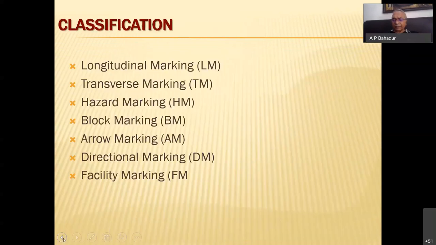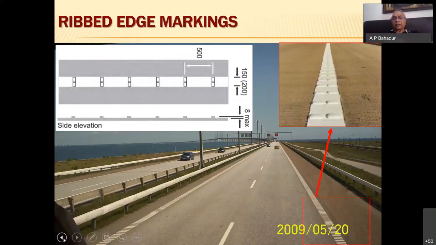Then longitudinal marking also includes the edge line marking, which is provided between the edge of the main carriageway and the shoulders. Now, international safe practice is that you provide raised profile edge marking. IRC 35 also provides for it. As you can see here, these are somewhat ribbed at a spacing of 50 centimeters. The advantage of these ribs is that the moment any vehicle deviates, due to fatigue or the driver dozing off, and comes onto this, there is a rumbling sound as well as vibration on the vehicle. So the driver is warned that he is deviating from the main path of travel.